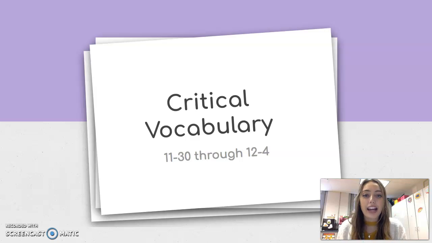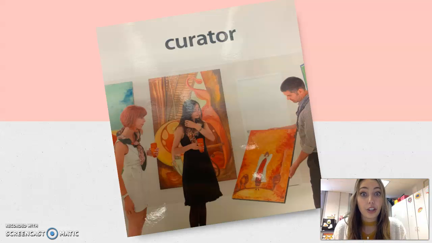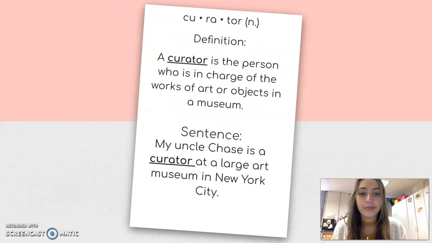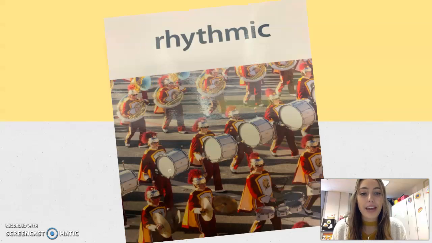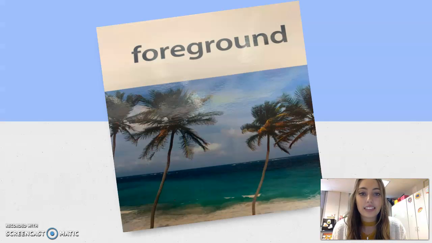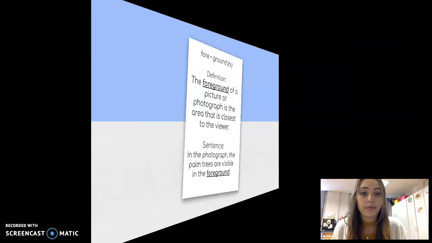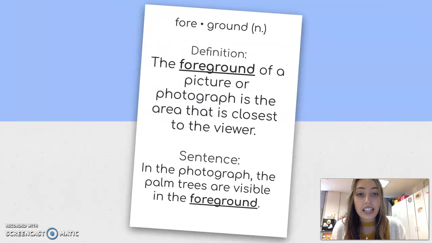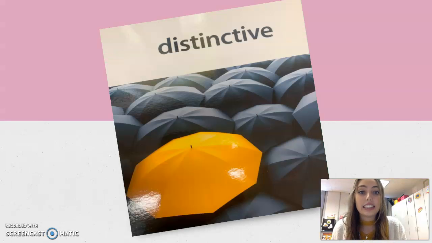So let us go ahead and get started on reviewing some of the words that we learned yesterday. First we had curator, rhythmic, and foreground. Now our first word of the day today is distinctive.